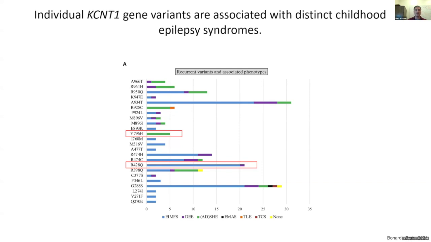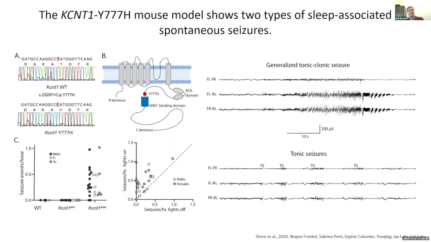So we've created mouse models of both of these variants, and one of them was published a few years ago. This was the 796H human, which is 777H in mouse. We collaborated with a few different groups, primarily at Columbia University at the time, especially Wayne Frankel, whose lab did these EEGs, which I'm showing here. Panel A shows the nucleotide change that then causes the amino acid change. B is a diagram of one of the subunits of the protein and where the Y777H variant is.